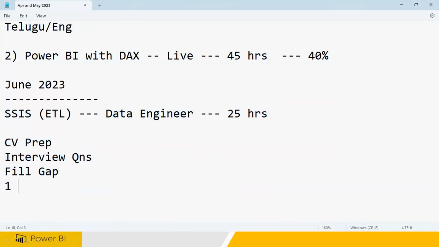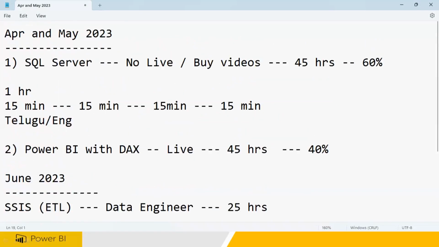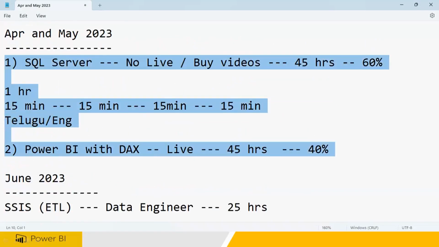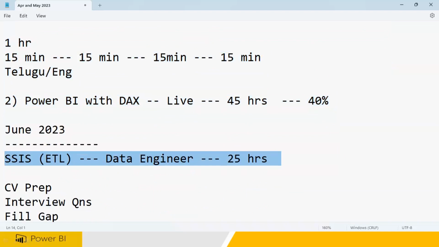One project is also included for free. Everything will be free, including CV preparation. You need not pay even a single rupee for that. For these two courses you need to make the payment this month, and in June you need to make the payment for this. Then the course gets over.